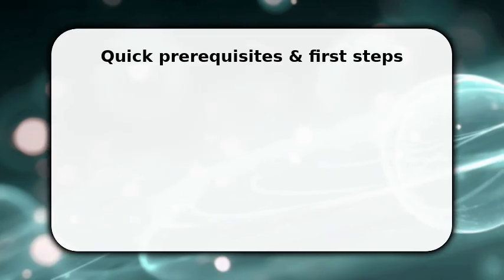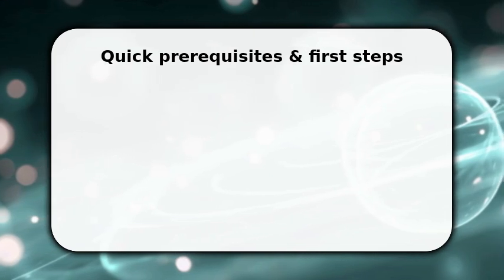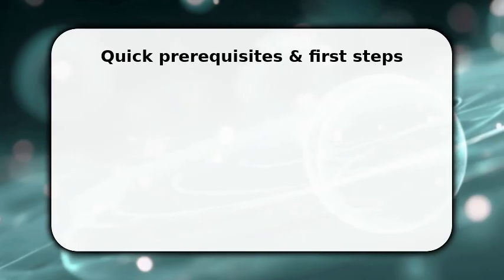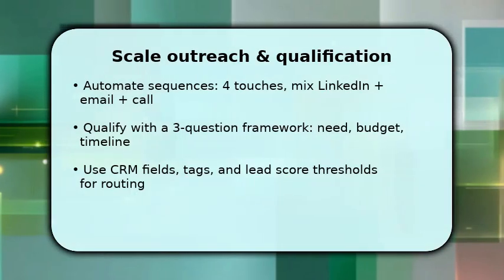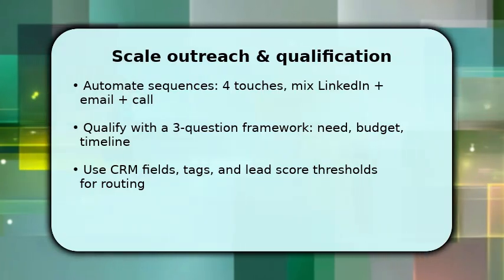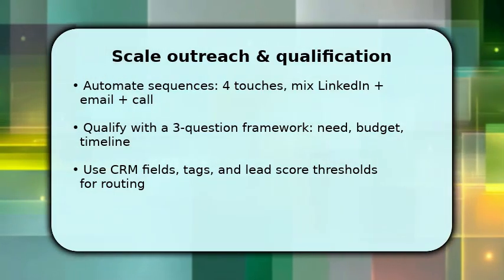Begin sending small batches of 50 to test messaging and timing within the first week to generate initial signals. Once you have signals, scale methodically. Expand to 200-500 contacts per channel while keeping personalization tokens. Use an A/B test on subject lines and opening hooks. Measure reply and meeting rates.